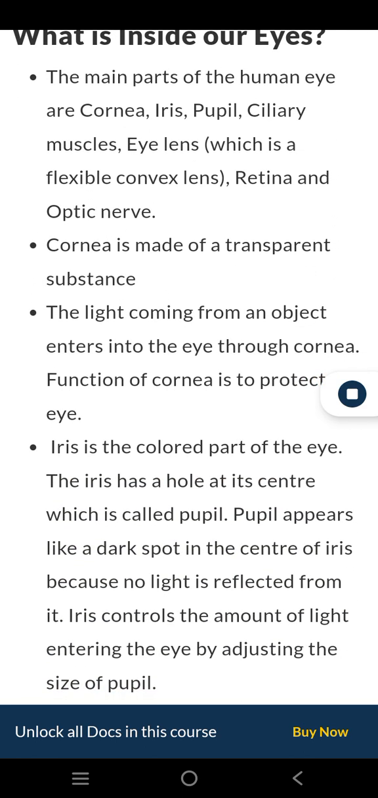What is inside our eyes? The main parts of the human eye are cornea, iris, pupil, ciliary muscles, eye lens, which is a flexible convex lens, retina, and optic nerve.